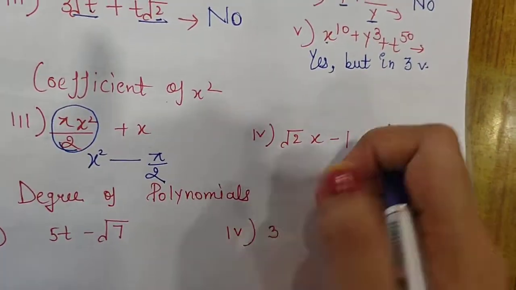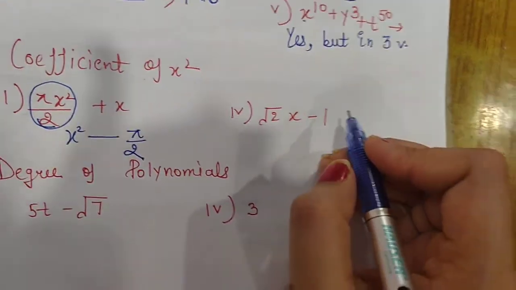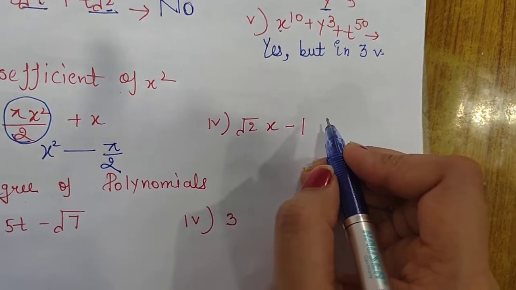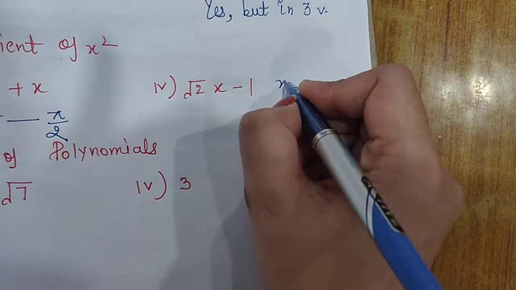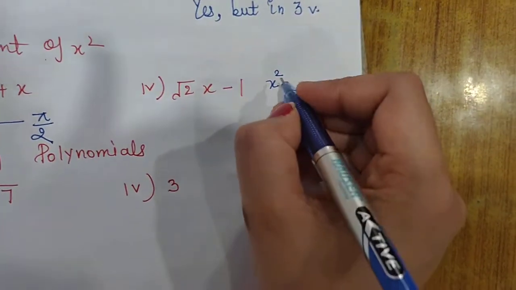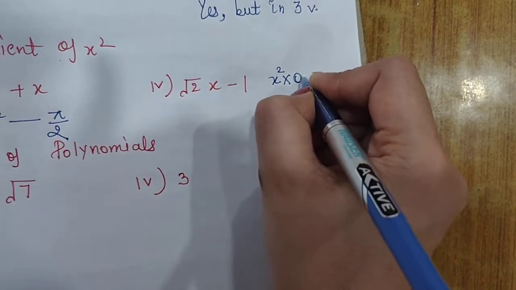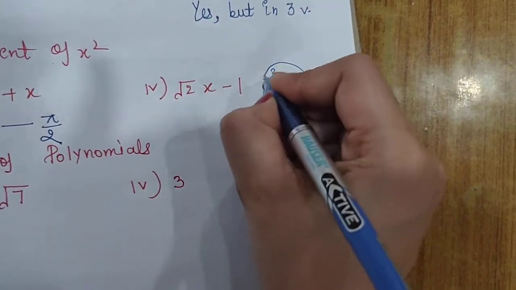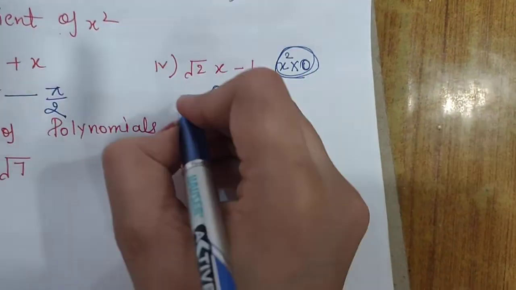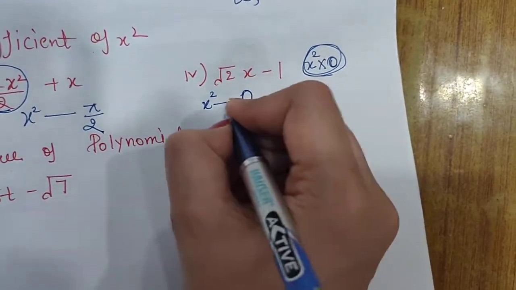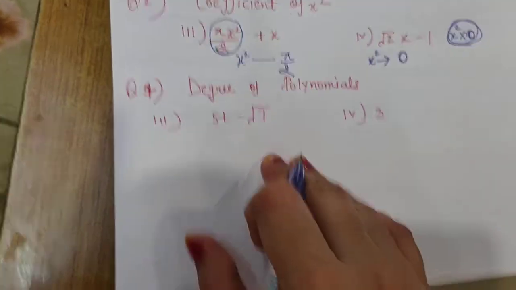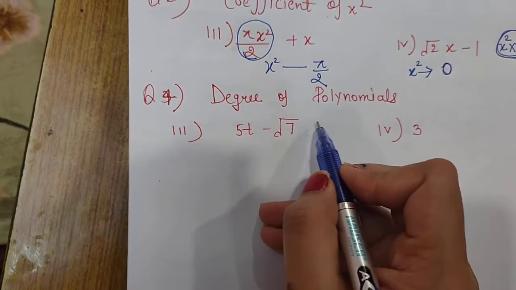In this one we will see that x square is not there. There is no term in which x square is there. It means that term will be multiplied by 0. If that term is not there, then what will be the coefficient? 0. So the coefficient of x square in this term is 0. Clear?